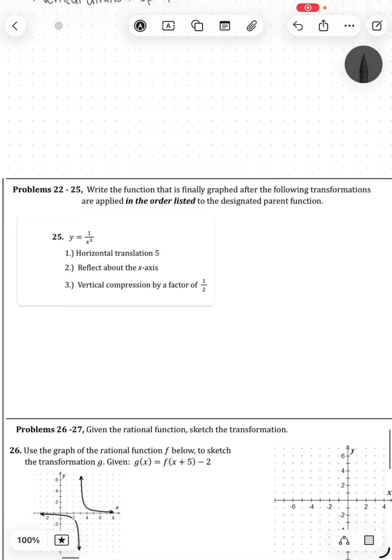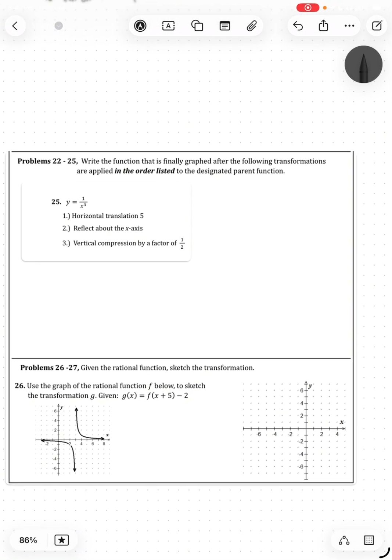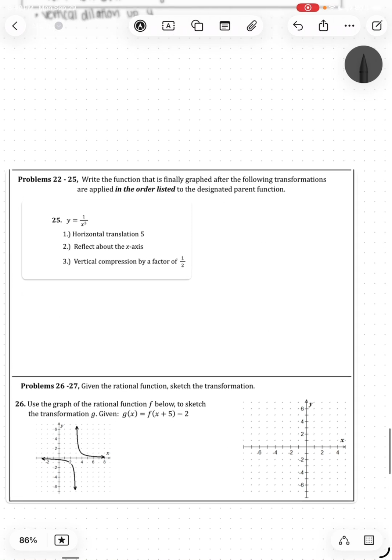Okay, moving on. Write the function that is finally graphed after the following transformations are applied in the order listed to the designated parent function. I only picked 25 because I was not about to do all that. So 25 is y equals 1 over x to the third power. Okay, so 1. Horizontal translation of 5, which means it will be y equals 1 over (x minus 5) to the third power. Okay, this is for 1.